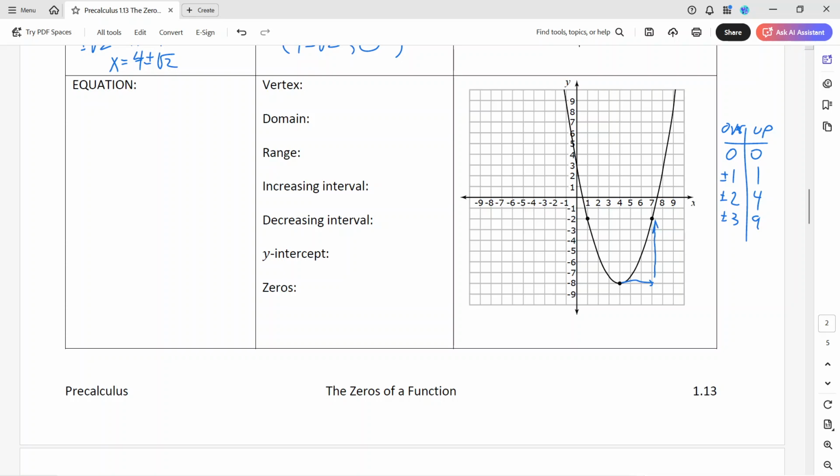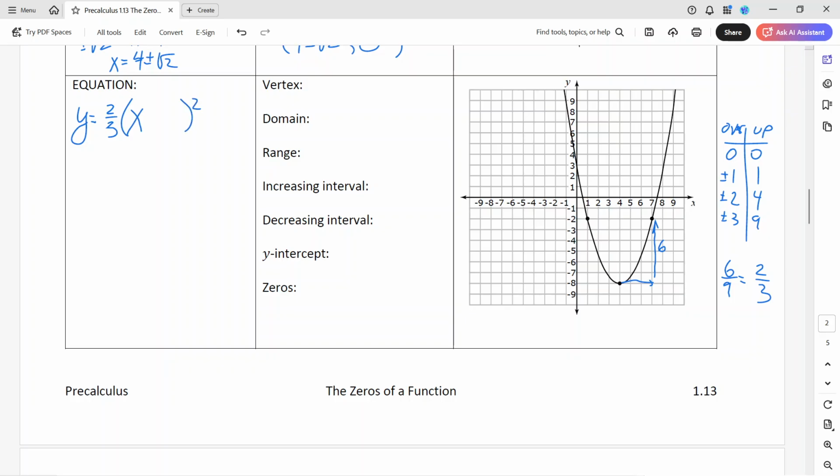So I ask myself the question, this 6 units right here, is it normal? Is it many times bigger than normal, or is it a fraction of normal? And the answer is it's a fraction. It's 6/9 of normal, which reduces to 2/3. So what that means is that my equation is 2/3 and then the parenthesis squared.